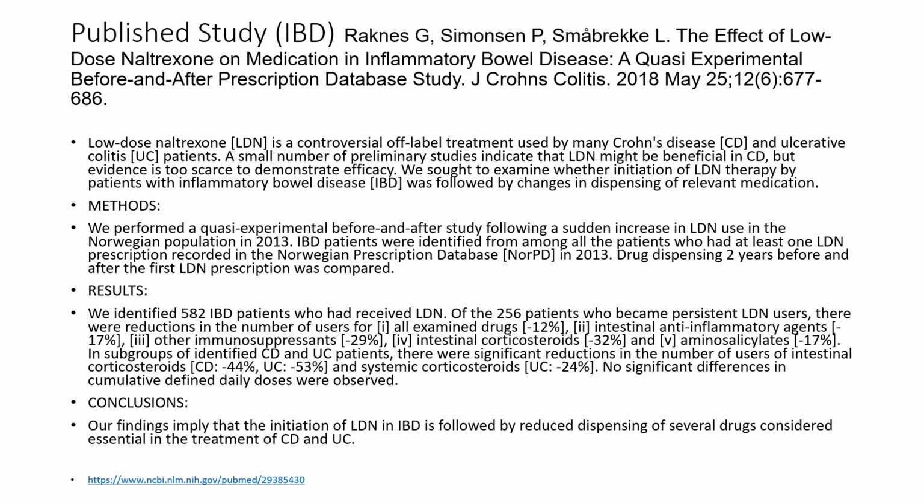This is an interesting study published in 2018 in a foreign journal, the Journal of Crohn's and Colitis, where researchers looked at the use of LDN to actually reduce the dosing of other medications used in treatment of IBD. Their findings were that the initiation of LDN in IBD, and that's both Crohn's disease and ulcerative colitis, followed a reduction in dispensing of several drugs considered essential for the treatment of those IBD conditions.